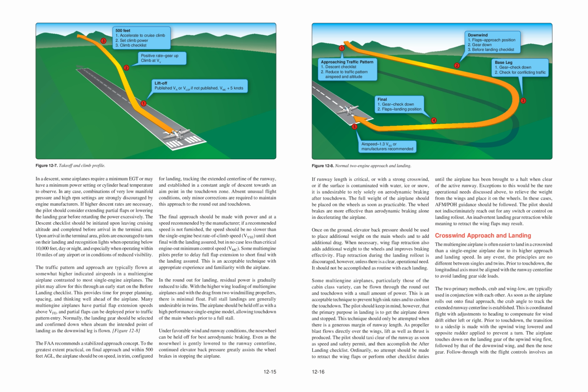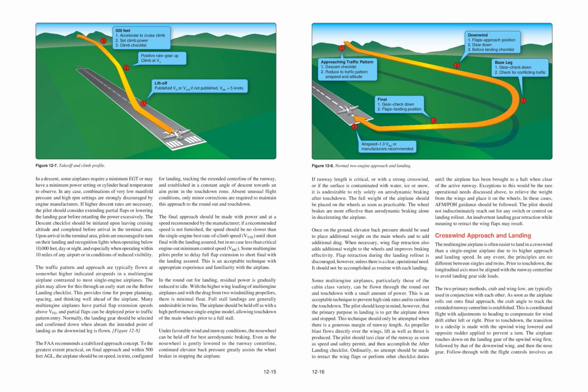visibility. The traffic pattern and approach are typically flown at somewhat higher indicated airspeeds in a multi-engine airplane contrasted to most single-engine airplanes. The pilot may allow for this through an early start on the before landing checklist. This provides time for proper planning, spacing, and thinking well ahead of the airplane.